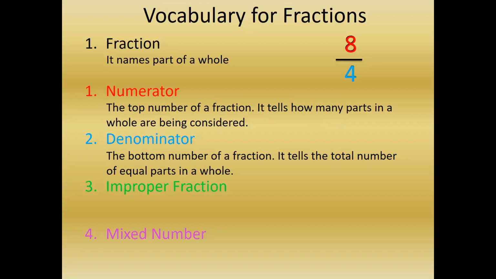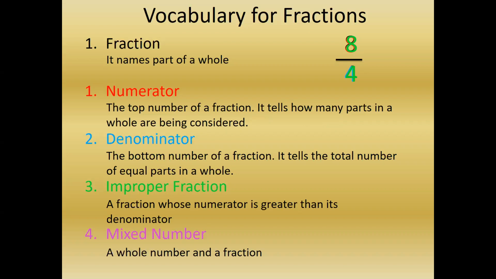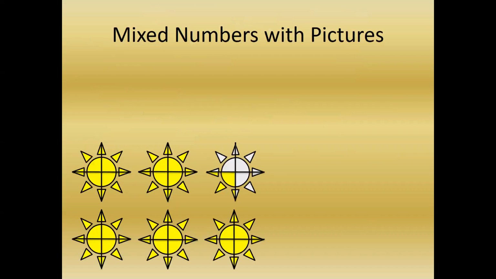Then we have improper fraction. That's a fraction whose numerator is greater than its denominator. So 8/4 is an improper fraction. Then we have mixed number. It's a whole number and a fraction together to make one number. So 2 and 3/4 is a mixed number. So we're going to be learning about mixed numbers with pictures first.